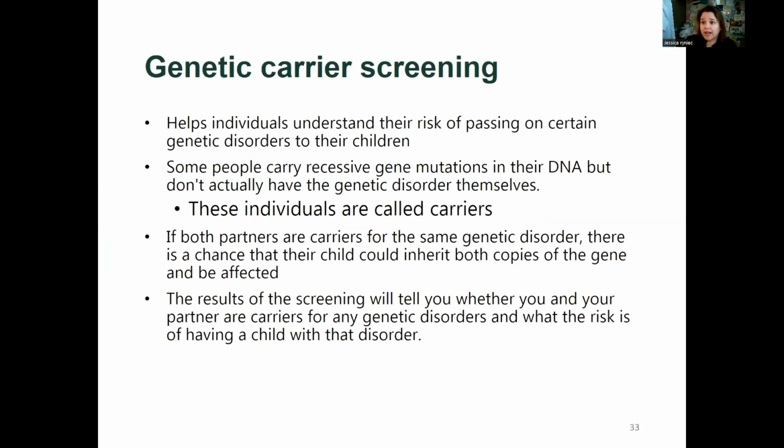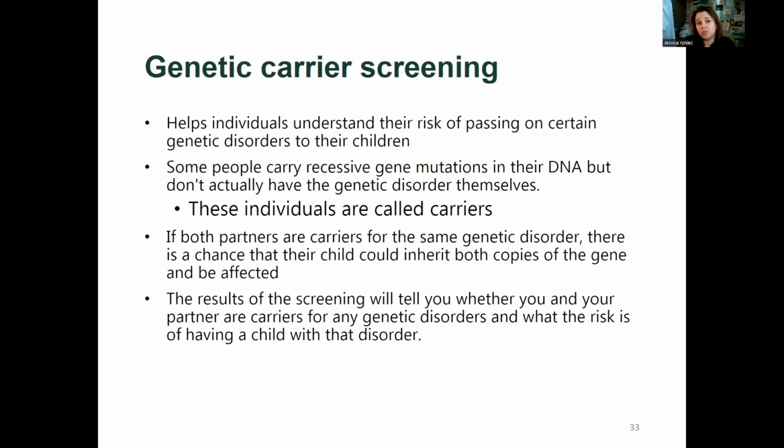The first is genetic carrier screening. So this helps your understanding of the risk of passing on certain genetic disorders. Some people carry recessive genes, but don't actually have the genetic disorder themselves. These individuals are called carriers. Many people carry something. The goal or the hope is that you don't carry something that your partner also carries.